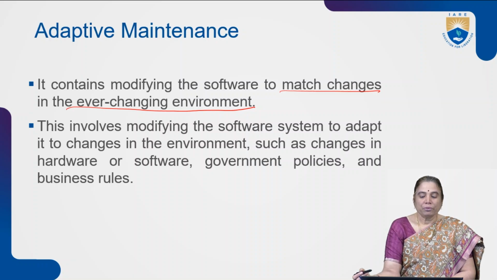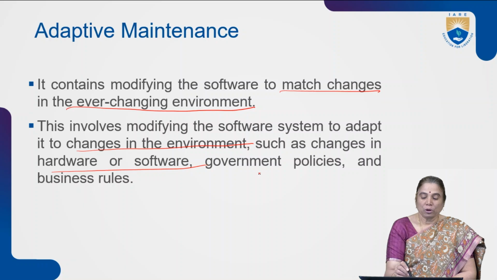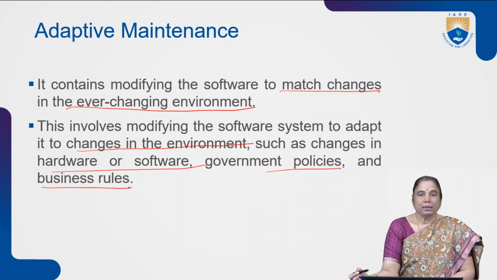This involves modifying the software system to adapt to changes in the environment, such as changes in hardware or software, government policies, and business rules. In the case of a variety of browsers like Opera, Internet Explorer, and Mozilla, or a change in government policies, depending upon the nature of the project, the code must be changed. And also, changing business rules and regulations can greatly impact adaptive maintenance.